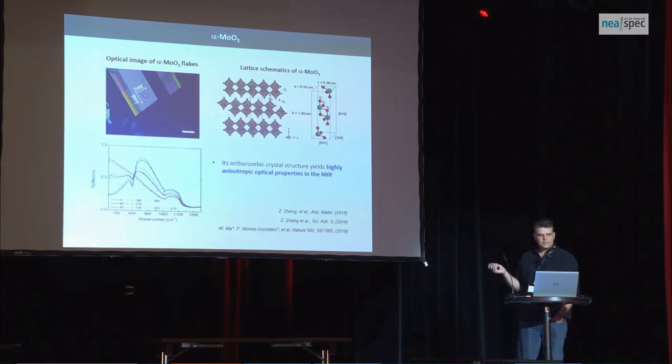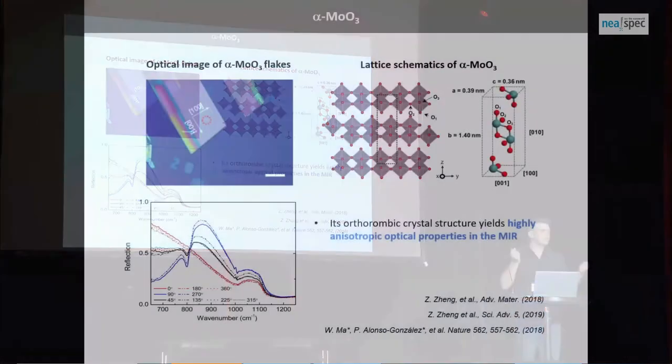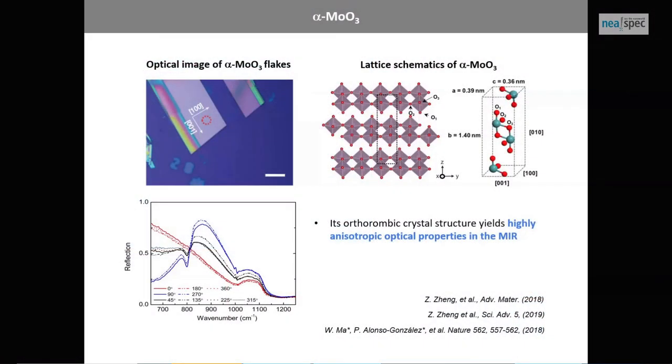But let me introduce this alpha molybdenum trioxide material. It's a van der Waals material, as I said, so it can be bought in powder, and then you can take it and exfoliate it very easily, okay? Very cheap, and very easy to get nice flakes. These are how they look. They are quite anisotropic because the lattice structure is very anisotropic. It's an orthorhombic material.